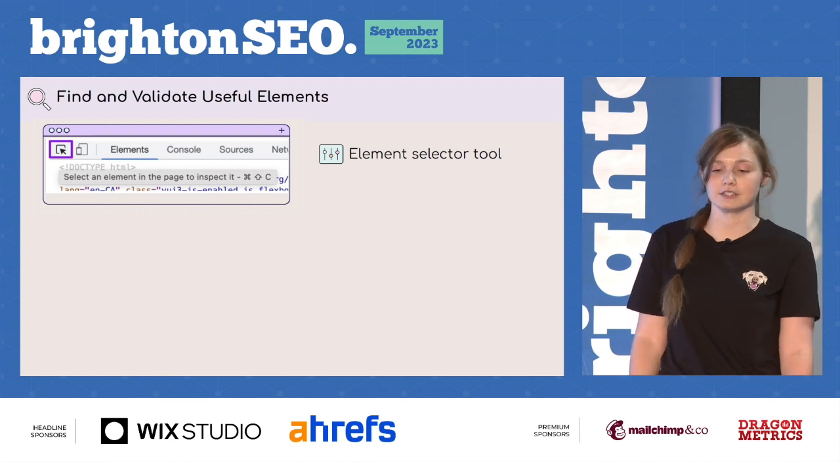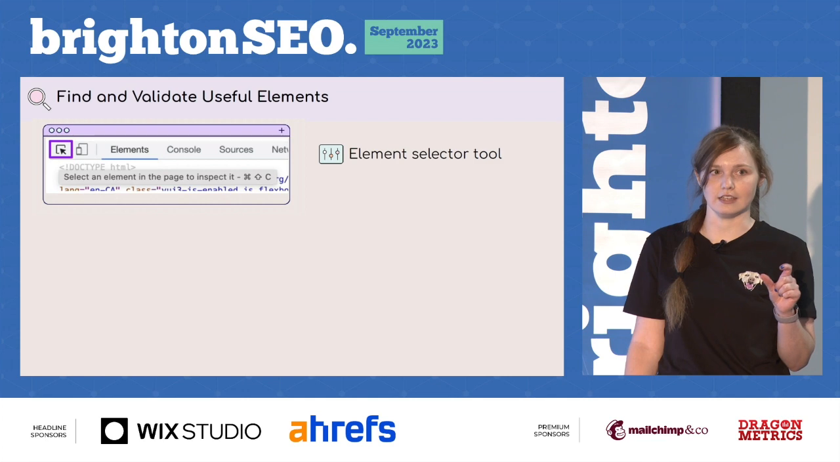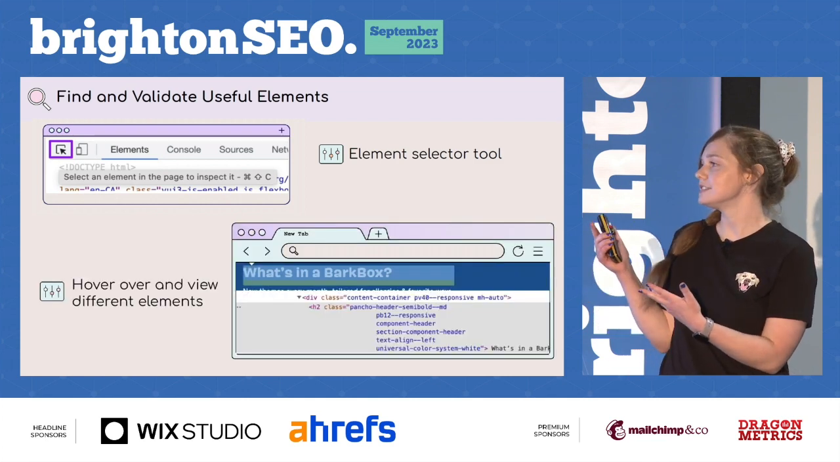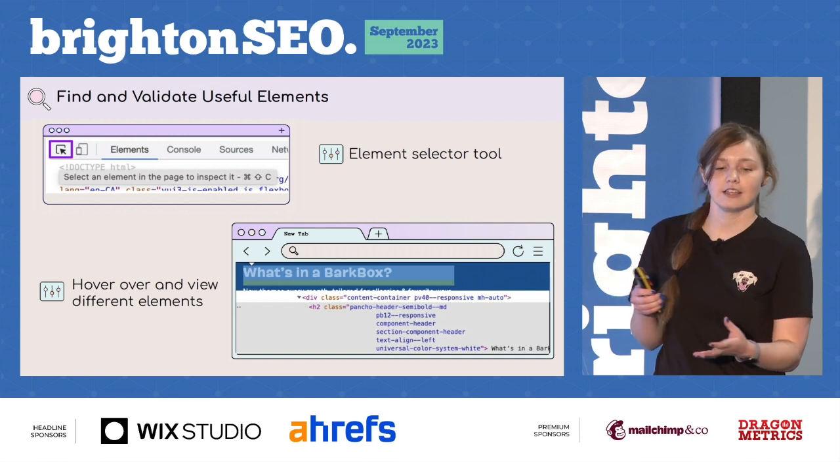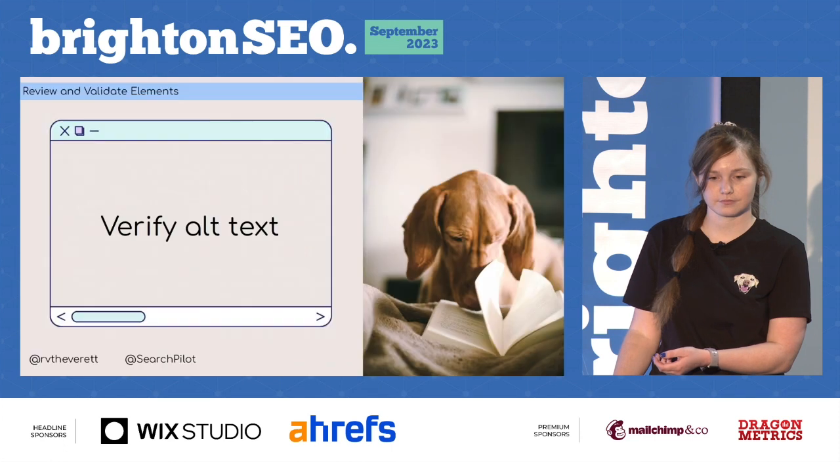And there's also the Elements Selector tool. So this allows you to basically hover over different elements on your site and the console will show you what they are. So for example, I want to see what this header is. I can hover over it, and it will tell me in Chrome DevTools that it's a H2.